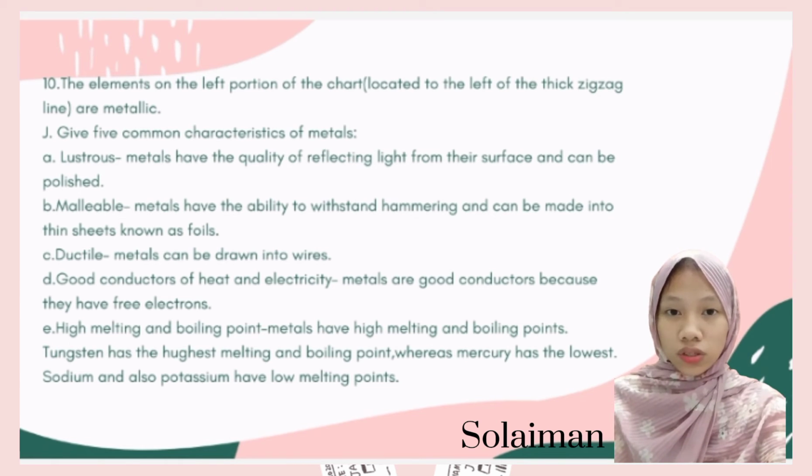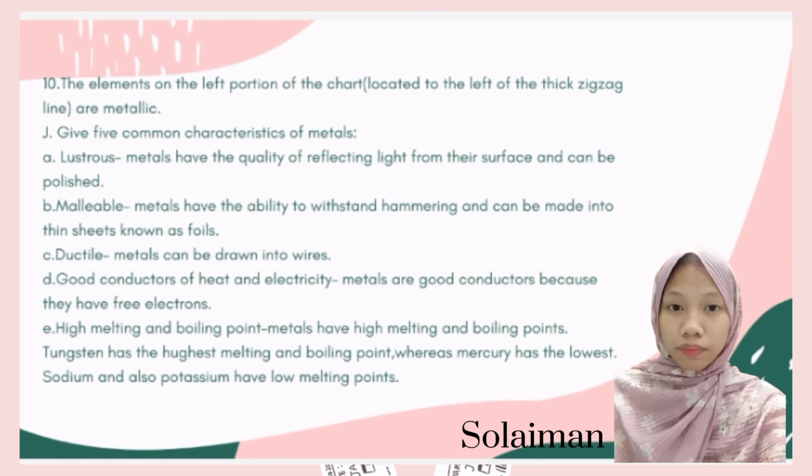A. Lustrous. Metals have the quality of reflecting light from their surface and can be polished. B. Malleable. Metals have the ability to withstand hammering and can be made into thin sheets known as foils. C. Ductile. Metals can be drawn into wires. D. Good conductors of heat and electricity. Metals are good conductors because they have free electrons.